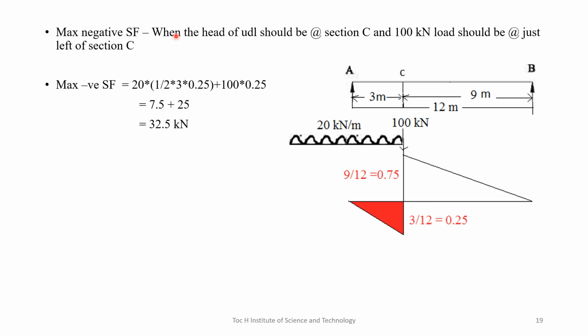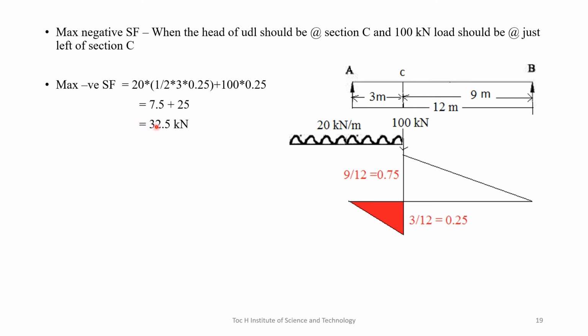When the UDL is longer than the span, the maximum negative shear force occurs when the head of the UDL is at section C, and in the case of a concentrated load, the load should be placed just left of the section C. So I am placing the head of the UDL at the section C, and also the 100 kilonewton load at the section C, and we find the value of this shaded area times the intensity of load, plus this 100 kilonewton load times this ordinate, which will give the value of the maximum negative shear force.